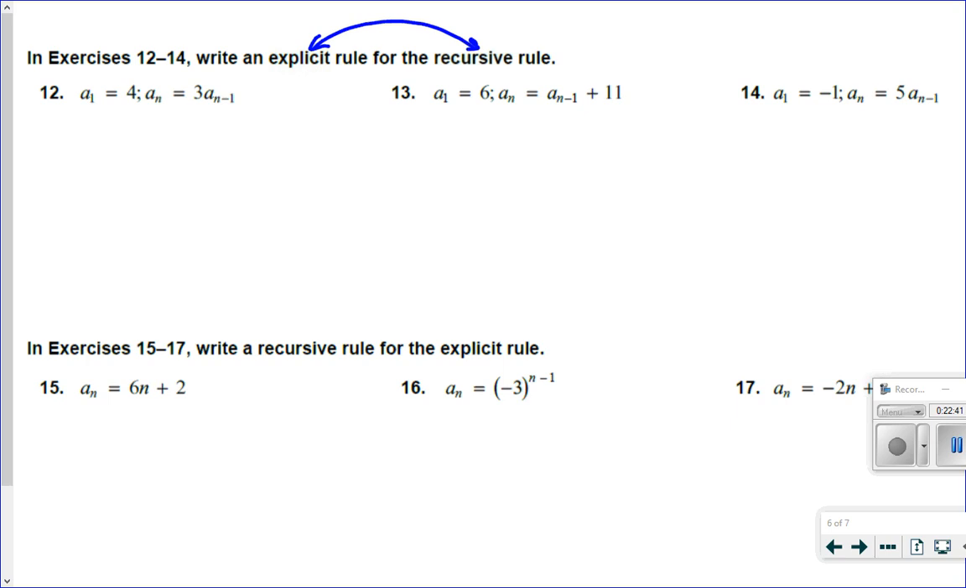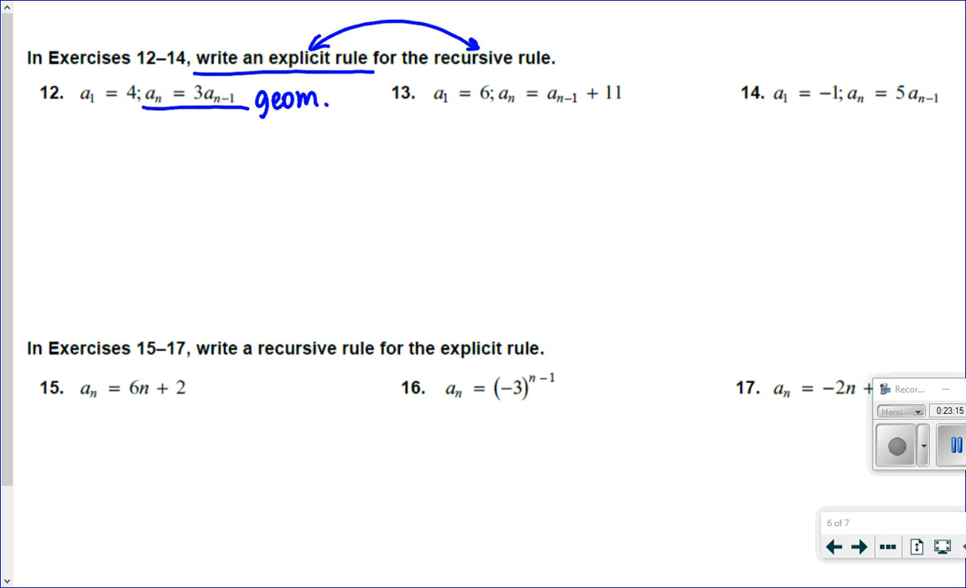So now we want to write an explicit. Now we're writing the ones that we started with, right? Based on the recursive. So remember, for the explicit, I still only need the first term and either d or r, and I'm still okay. So I'm going to look at number 12, and the first thing I need to do is look at this recursive and decide if it's geometric or arithmetic. Based on this information right here, I can tell this one is geometric.